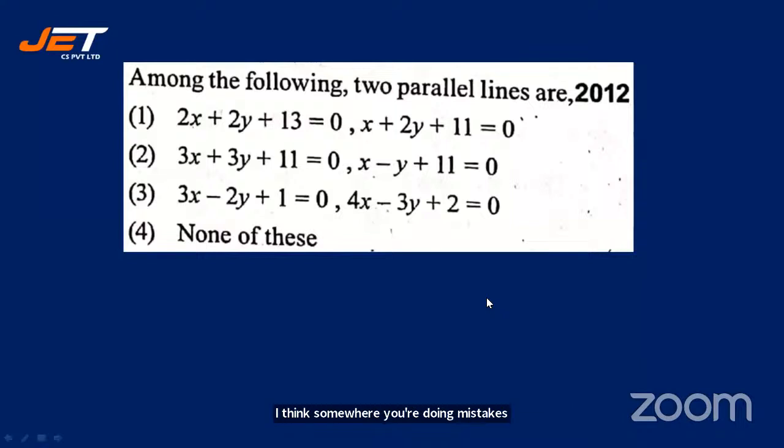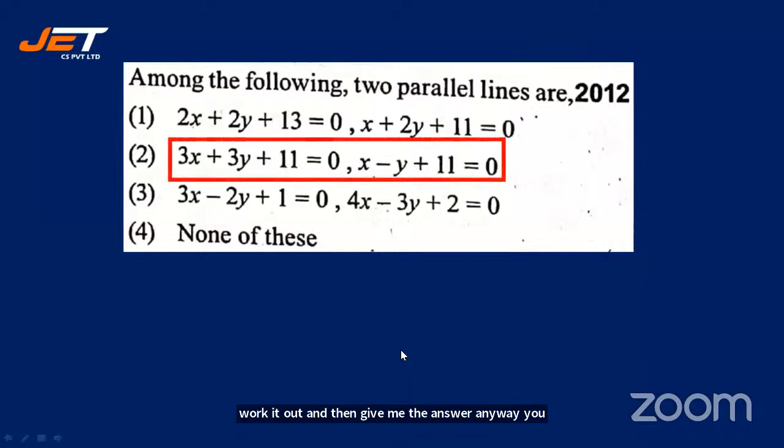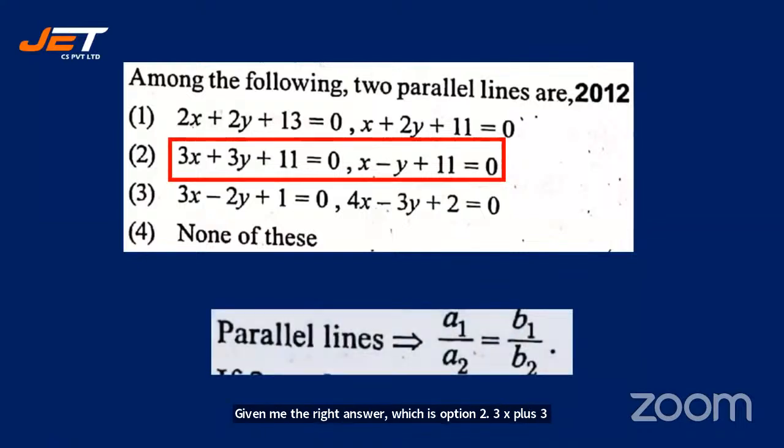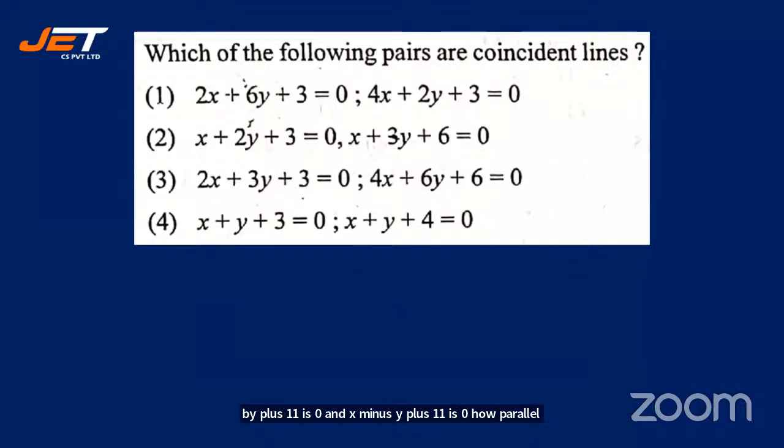So what are parallel lines? A1 by A2 is equal to B1 by B2. So work it out, the coefficient of x, coefficient of y, and then give me the answer. Anyway, you all have given me the answer, but many have not given me the right answer, which is option 2: 3x plus 3y plus 11 is 0 and x minus y plus 11 is 0. How? Parallel lines have A1 by A2 equal to B1 by B2. See the next question.